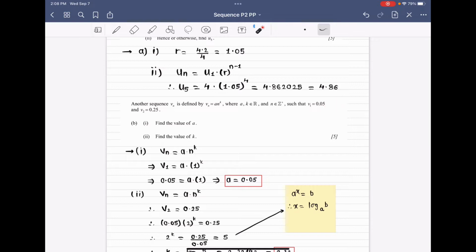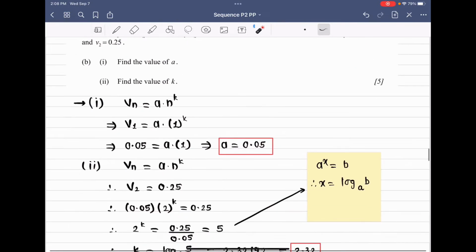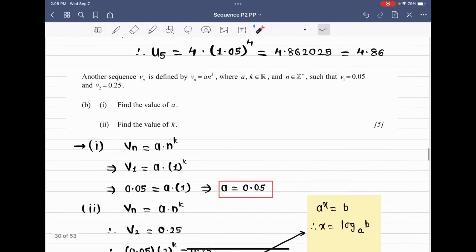I'm using the first condition, v1 is equal to 0.05. So Vn is equal to a times n raised to k, I'm writing that as it is. Below Vn I'm writing v1. So a as it is, n is 1 raised to k, and this is given as 0.05. 1 raised to any number, 1 raised to 0, 1 raised to 100, 1 raised to minus 100, is always equal to 1. So 1 raised to k is basically 1. Any number multiplied by 1 is the same number, so a times 1 is a. So a is equal to 0.05. That is my answer to the first part.